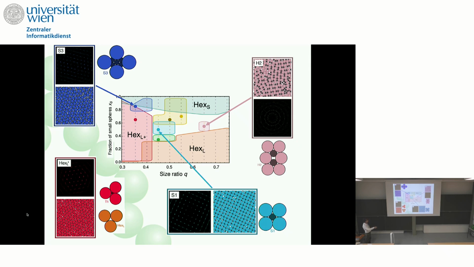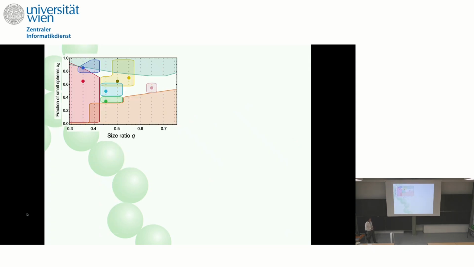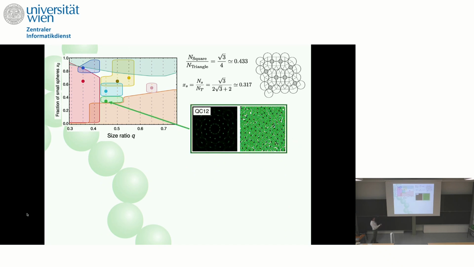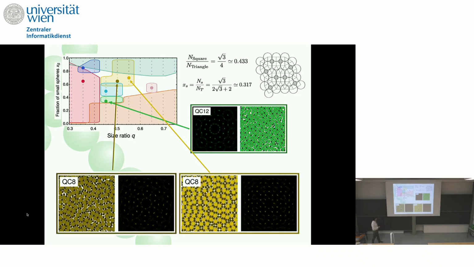So in particular, the S1, which is a small sphere in the middle of the big spheres, and this one here, tells us that somewhere here you should expect to find those quasi-crystals, and in fact you do find them. So if you put yourself at the recipe that was predicted to maximize the entropy, you do find a QC12, which is a 12-fold symmetry structure, exactly as I showed you before. But you also find another one, a QC8, which we were not expecting, that is now 8-fold symmetric.